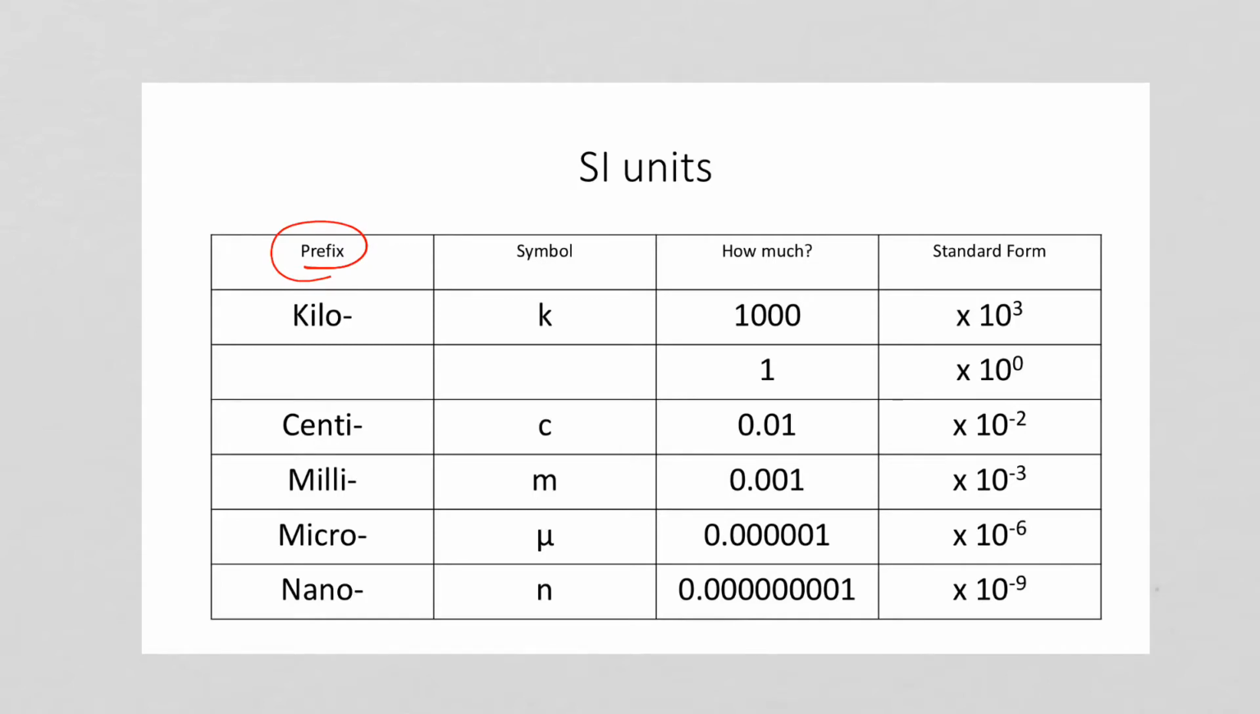For example, the word kilo, which comes from the Greek for 1,000, is 1,000 of whatever it is that you're talking about. So for example, kilometers is 1,000 meters. If we consider standard form that we've been looking at already, that is 10 to the power 3, or 1 with 3 zeros after it, which is 1,000. We've got centi, which is 1/100th of the unit. So a centimeter is 1/100th of a meter. There's 100 centimeters in 1 meter. That's 10 to the minus 2.